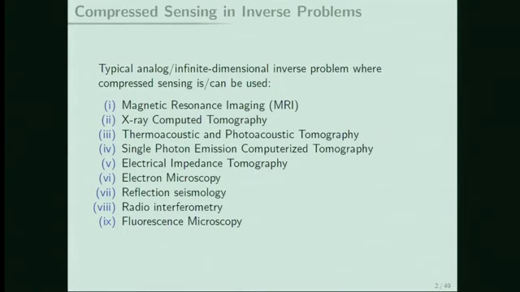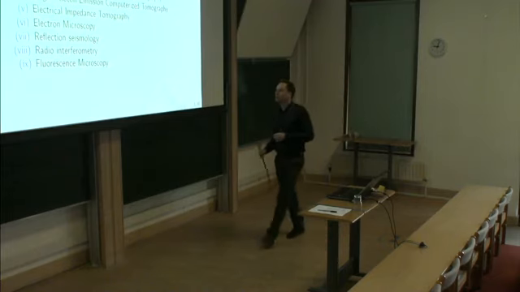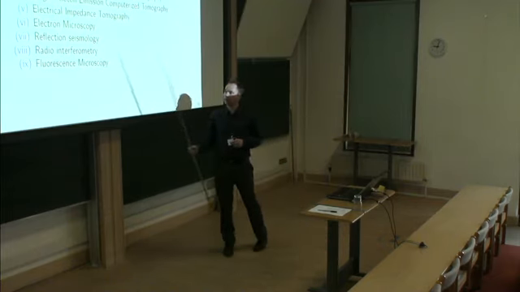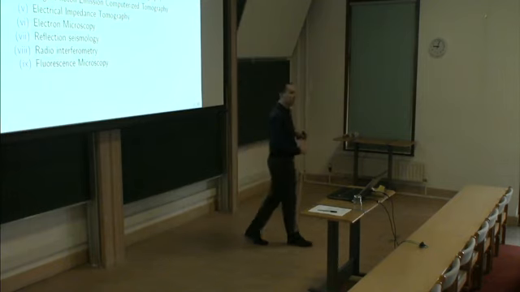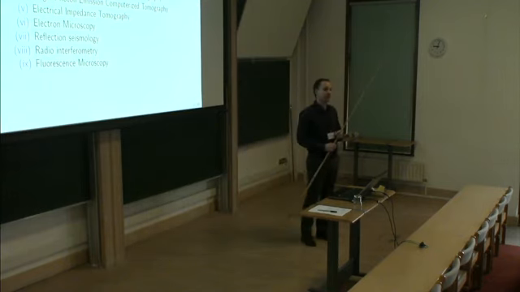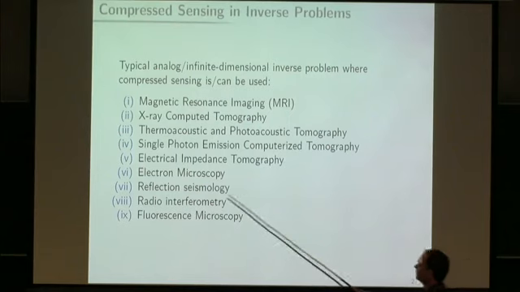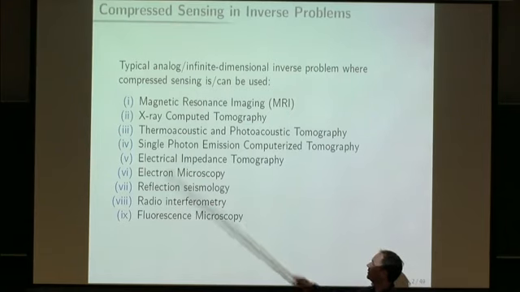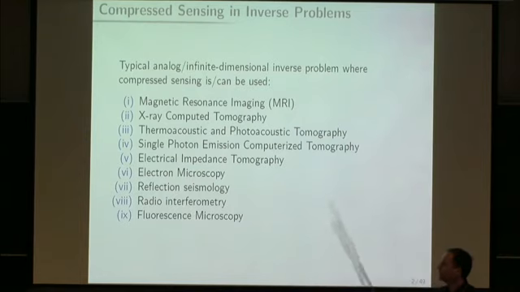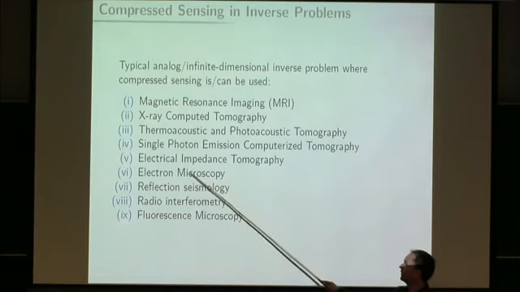Reflection seismology, a big field for oil companies who would like to know where they should drill. Radio interferometry is a part of astronomy. You're interested in taking pictures of stars and galaxies. This is again quite different from these, much closer to MRI. This is actually based on the Fourier transform. And then at the very end, fluorescence microscopy, which is very different again from electron microscopy. This here actually uses lenses.